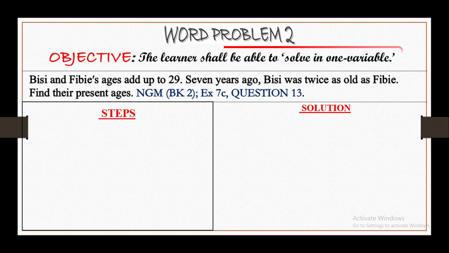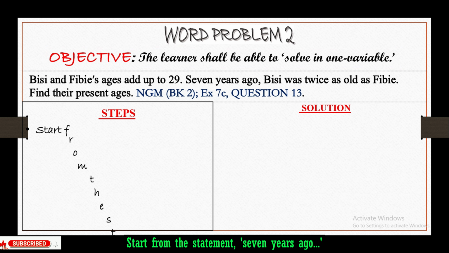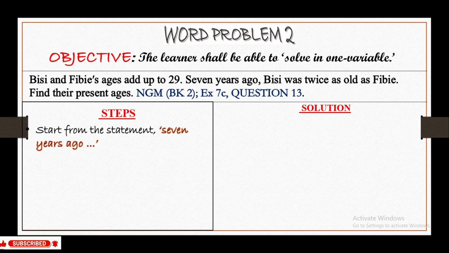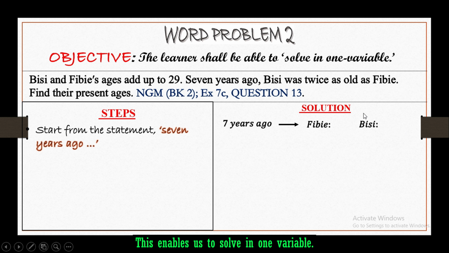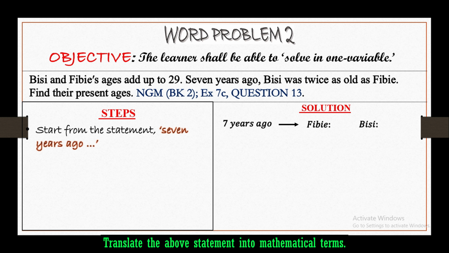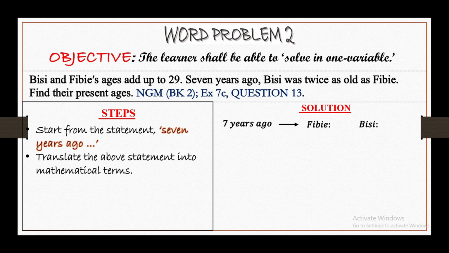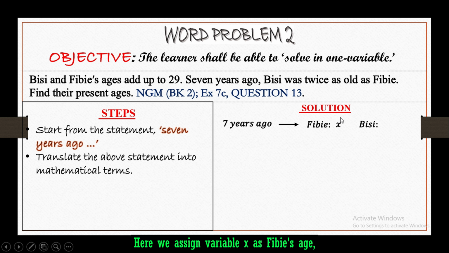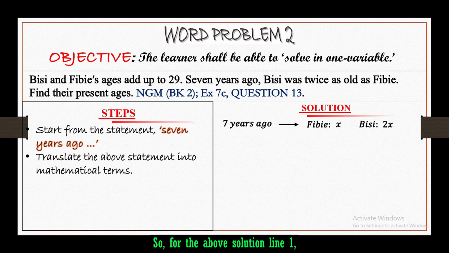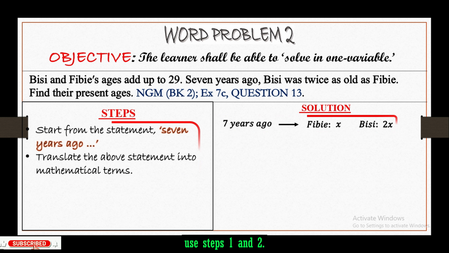applied. Step 1. Start from the statement, 7 years ago. This enables us to solve in one variable. Step 2. Translate the above statement into mathematical terms. Here, we assign variable x as Phoebe's age. Then, BC would be 2x years old. So, for the above solution line 1, use steps 1 and 2.